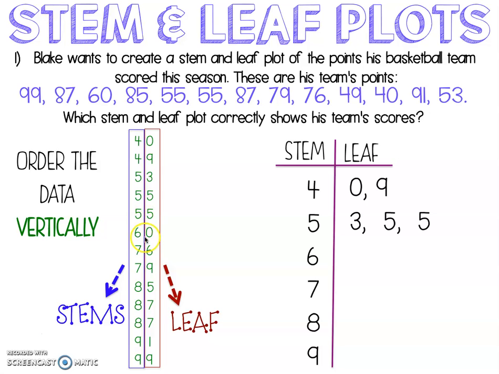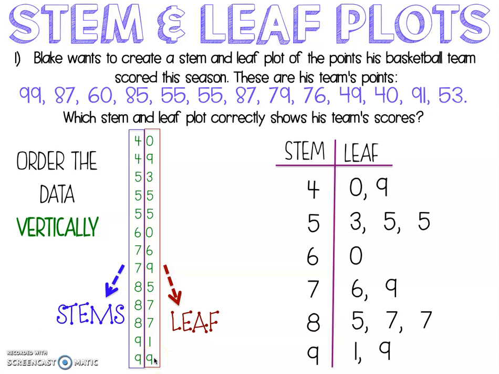For my 6, now 6 is only represented with 60. It is important that we still come over here and put a 0, because if there's nothing there, people will think that there wasn't any number in the 60s. We need a 6 and a 0 to represent our 60. With the stem for 7, we have a 76 and a 79, so I have a 6 and a 9. For my 8, I have a 5, a 7, and a 7. And then for my 9, I have a 1 and a 9.